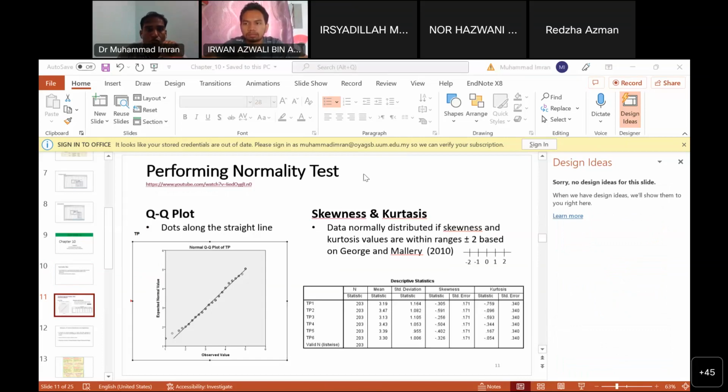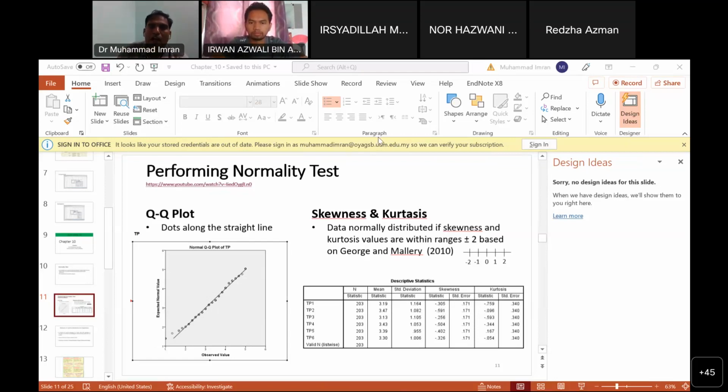So here are two tests. There are many, by the way: skewness, kurtosis, and the QQ plot. In the QQ plot, you can see all values should be near this straight line, which represents the mean. For normally distributed data, the skewness and kurtosis values should not be more than plus or minus 2. We will calculate these two values. I will tell you how we can calculate them. See here, 0.5 divided by 0.171, calculate and then see the value.